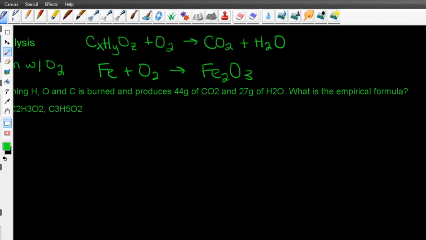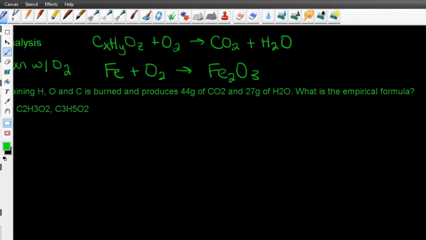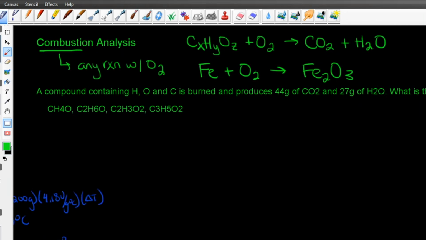Now, I apologize. I can't get subscripts in this thing. I think I told you before I was going to figure out how to do it, and then I never did. Anywho, here are possible empirical formulas for this compound. I'm just going to go ahead and write them with subscripts because this is bothering me. CH4O, C2H6O, C2H3O2, and C3H5O2.